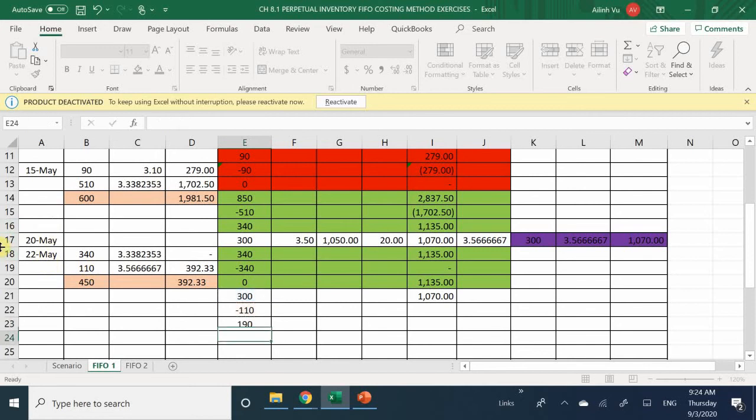$300. Okay, thank you. 190 because we're subtracting them. Okay, same thing here. We're going to subtract our total for 392.33. 677.67. Oops, just give me a second. Let me undo that.